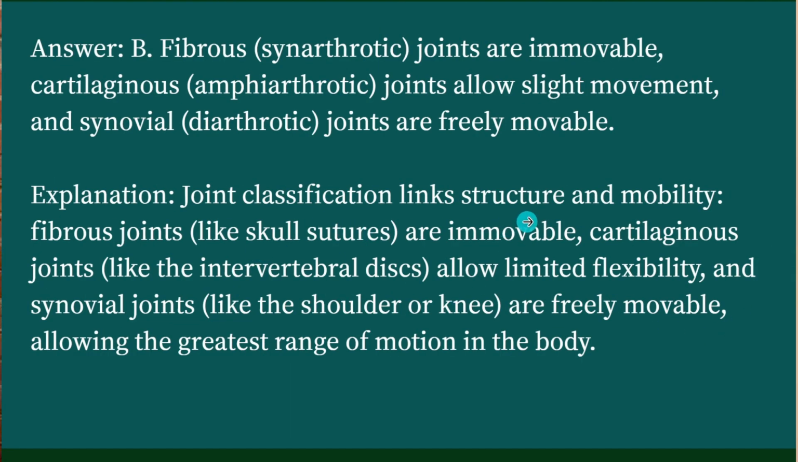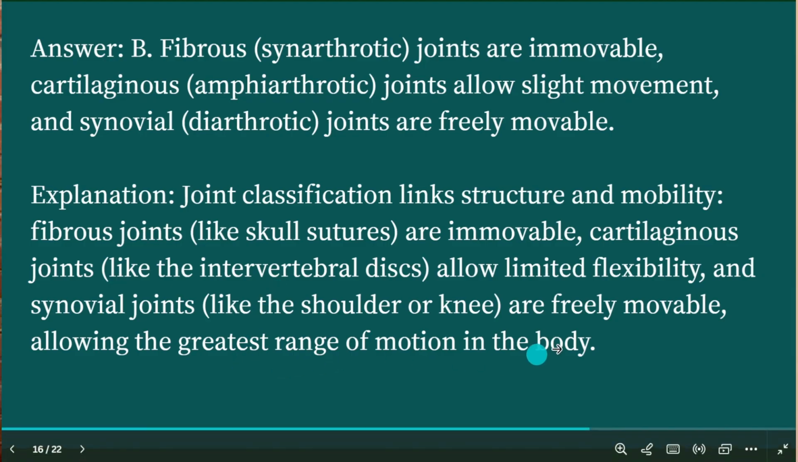Okay, joint classification links structure and mobility. Fibrous joints like skull sutures are immovable. Cartilaginous joints like intervertebral discs allow limited flexibility, and synovial joints like the shoulder or knee are freely movable, allowing the greatest range of motion in the body.